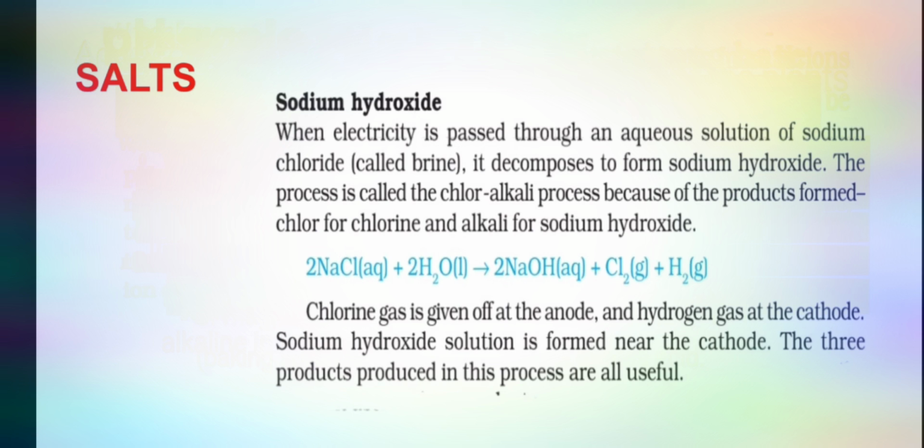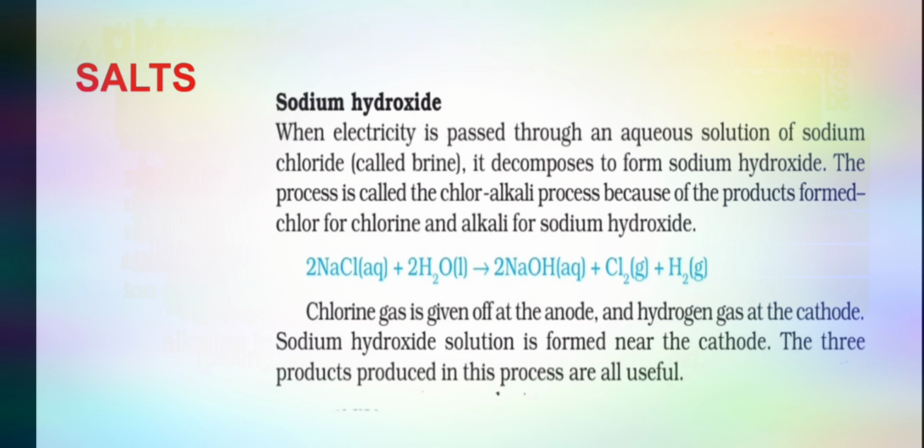When electricity is passed through the aqueous solution of sodium chloride, it decomposes to form sodium hydroxide. The process is called the chlor-alkali process because of the products formed here, chlor for chlorine and alkali for sodium hydroxide. See the reaction, 2NaCl plus 2H2O gives 2NaOH plus Cl2 plus H2. Chlorine gas is given off at the anode and hydrogen gas at the cathode. Sodium hydroxide solution is formed near the cathode. The three products produced here are very useful in our day-to-day life.